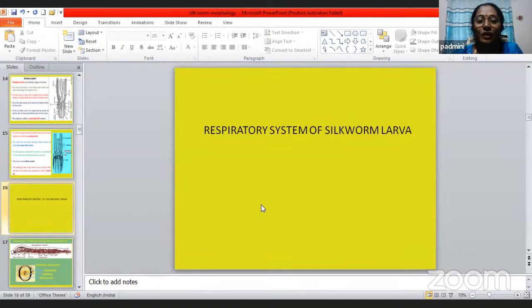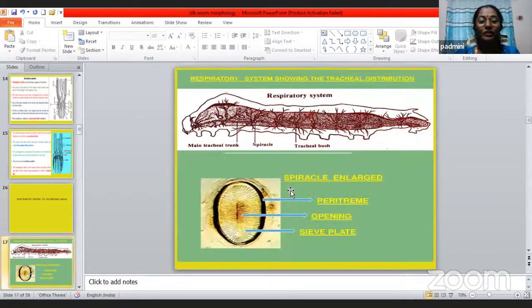We'll talk a little bit about the respiratory system of the silkworm larva. So what is the respiratory system there? As we talked about the larval form, we talked a little about the spiracles that are present in the first thoracic region and the rest on the abdominal region. Here you can see these small round spiracles, the dots over there. These are the spiracles on the abdominal region, and one at the first thoracic region. And these are connected by the main tracheal trunk.